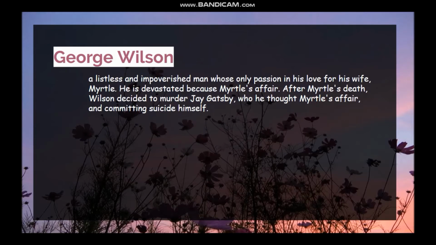George Wilson is a listless and impoverished man whose only passion is his love for his wife Myrtle. He is devastated by Myrtle's affair. After Myrtle's death, Wilson decides to murder J. Gatsby, whom he thinks was Myrtle's lover, and then commits suicide himself.